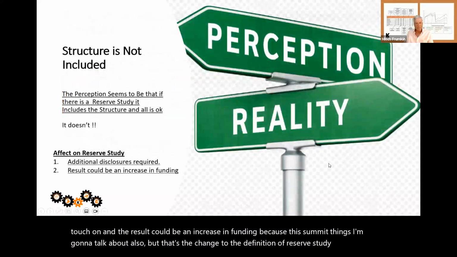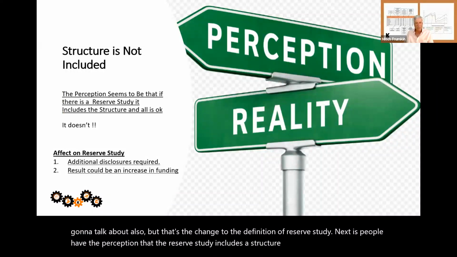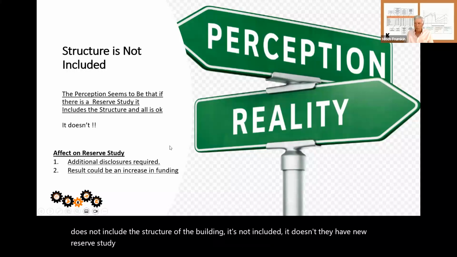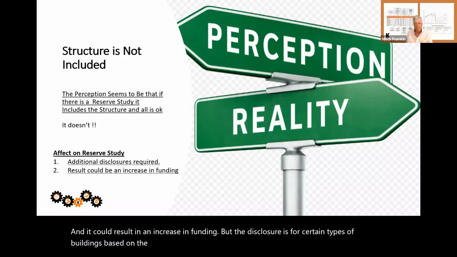Next, people have the perception that the reserve study includes the structure. Very simple. The reserve study does not include the structure of the building. It's not included. The new reserve study standards require that there are certain disclosures in regard to that, and it could result in an increase in funding, but the disclosure is for certain types of buildings based on the public policy of CAI.